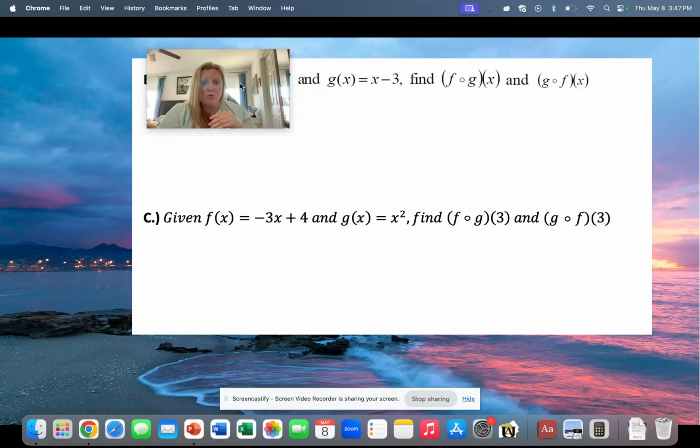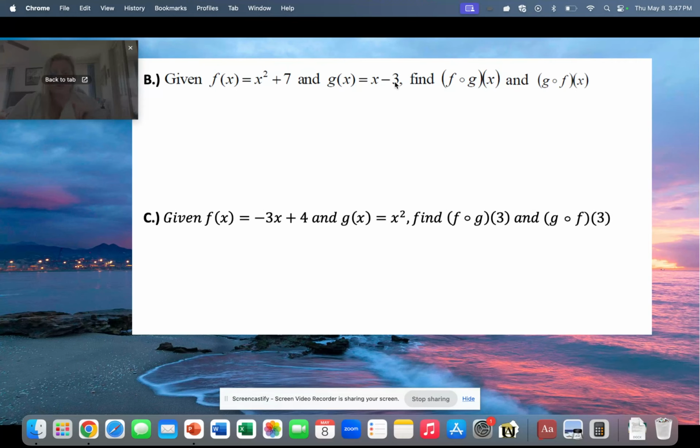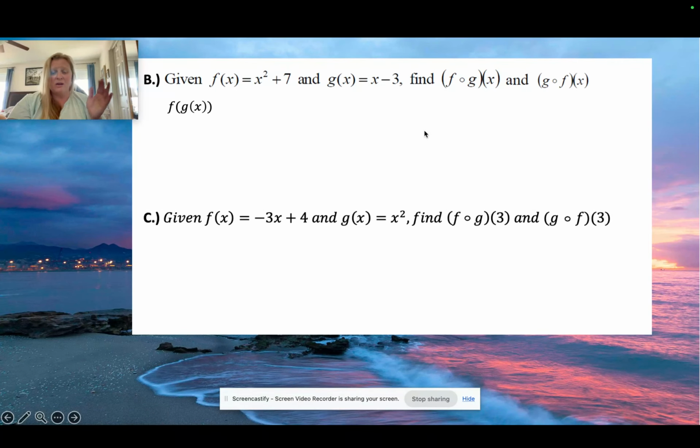All right, so we have a couple more here to practice. Some different functions, but same concept. So I'm going to rewrite my f of g of x in that parenthesis format. We're going to replace g of x with the formula for g of x, which is x minus 3. And then I'm going to take that x minus 3 and put all that in x's spot. I'm going to keep the squared, I'm going to keep the plus 7. You can see those are outside the parentheses. It's just instead of x squared, I'm writing x minus 3 squared.